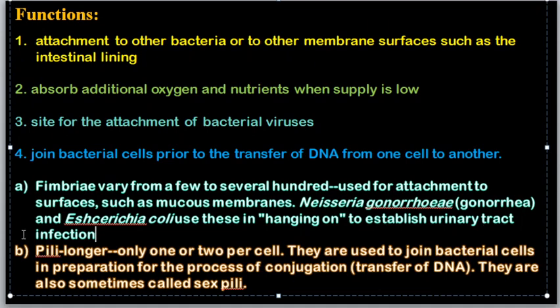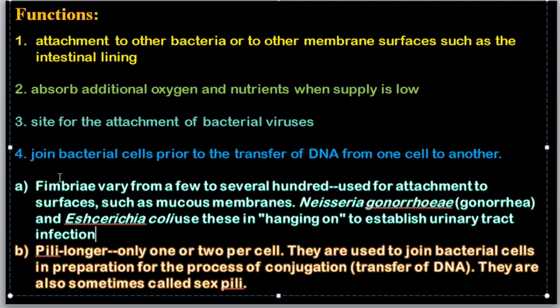Now, take note of this class. The main difference between your fimbriae and your pili is that fimbriae is used for attachment to surfaces and not to other living microorganisms. Ang pili natin, ginagamit siya for attachment to other bacteria and organisms. So yan yung pinagkaiba nila. Surfaces ang sa fimbriae and then other bacterial cells ang sa pili.